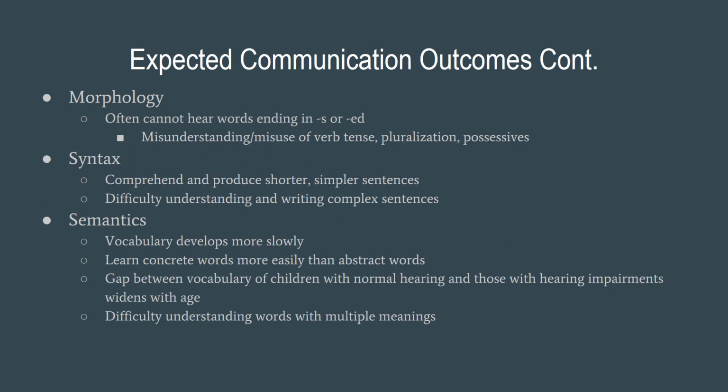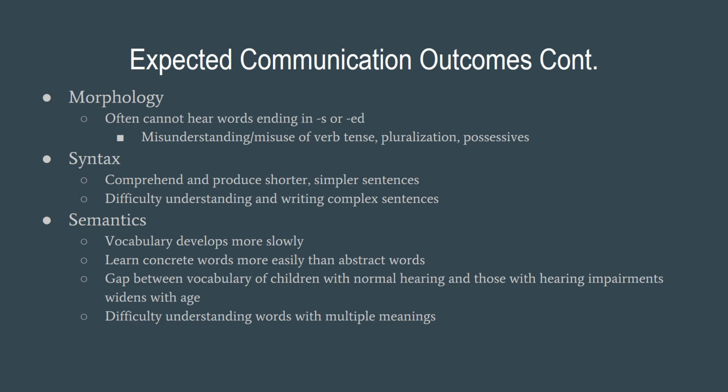Regarding morphology, they often don't hear certain word endings, such as the present progressive -ing or the past tense -ed. And so if they don't hear those, they might not pick up on those morphological structures, and they might misunderstand a verb tense, pluralization, or possessives. Regarding syntax, they might not understand or they might produce shorter and simpler sentences than those of their same age peers, and they may have difficulty understanding and writing more complex sentences.